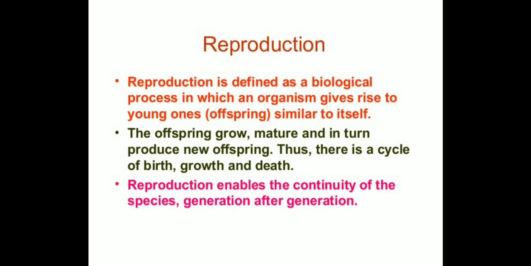Chapter number 10. What is reproduction? It is defined as a biological process in which an organism gives rise to young ones, similar to itself. The offspring grows, matures, and in turn produces new offspring. Thus, there is a cycle of birth, growth, and death. And reproduction enables the continuity of species generation after generation.